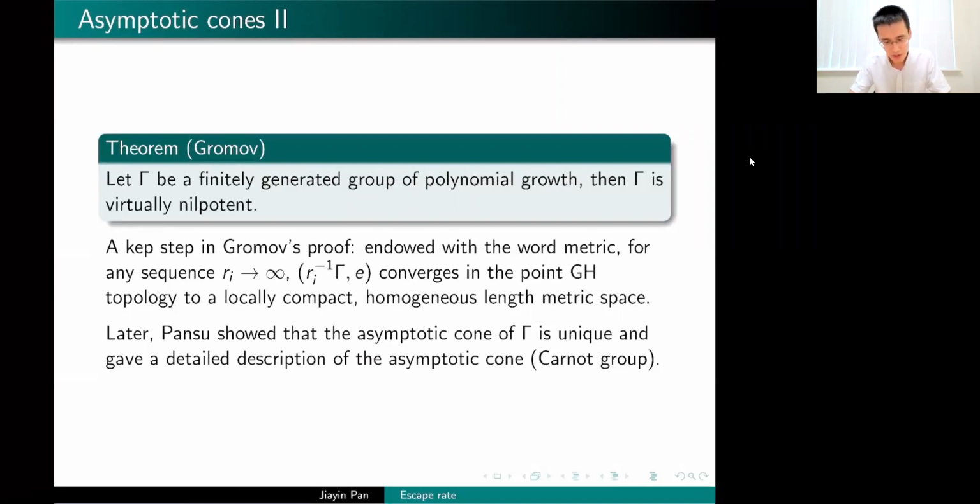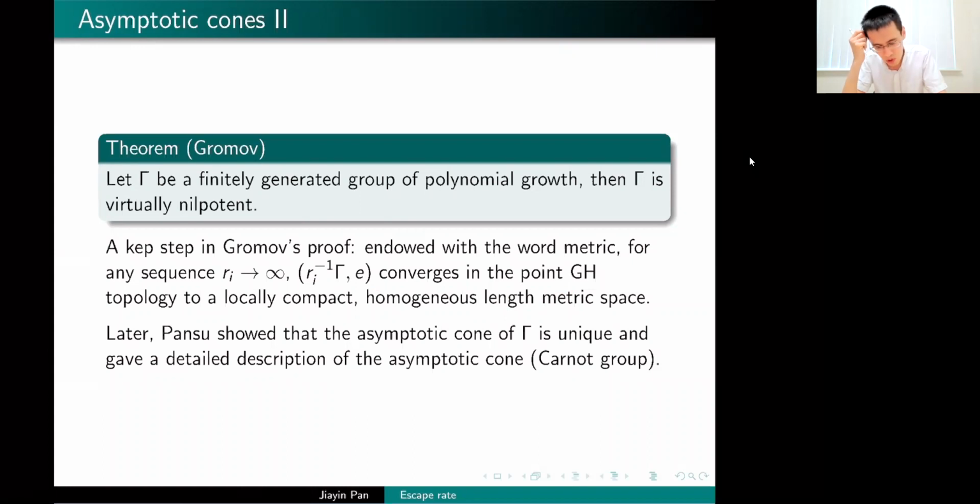So this theorem by Gromov, we actually mentioned it before. If we have a finitely generated group gamma of polynomial growth, then gamma is virtually nilpotent. A key step in Gromov's proof is to consider the so-called asymptotic cone of this gamma endowed with the word metric. So this will converge in the pointed Gromov-Hausdorff topology to a locally compact homogeneous length metric space.